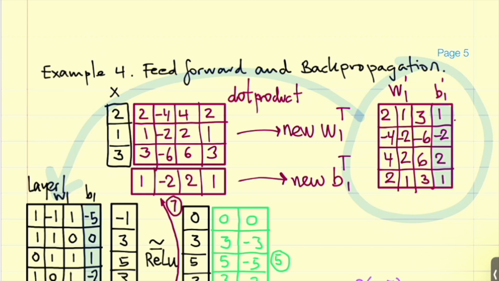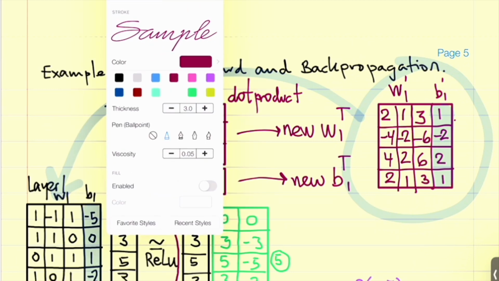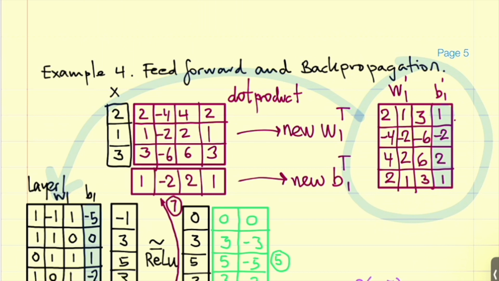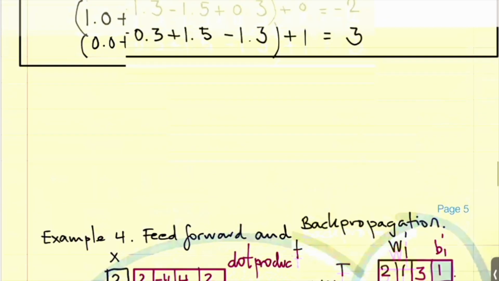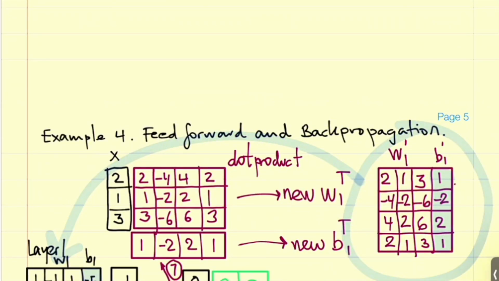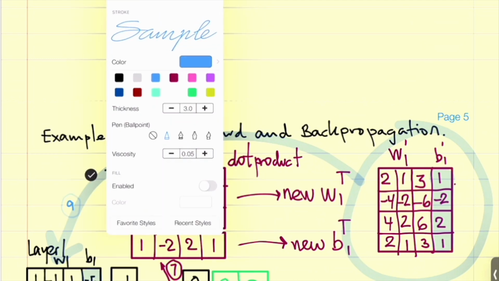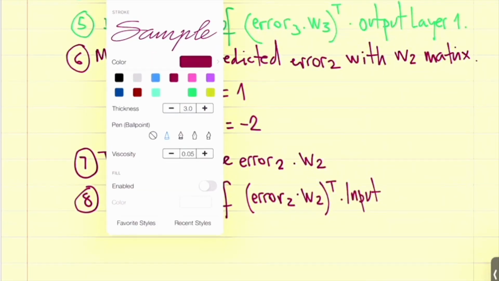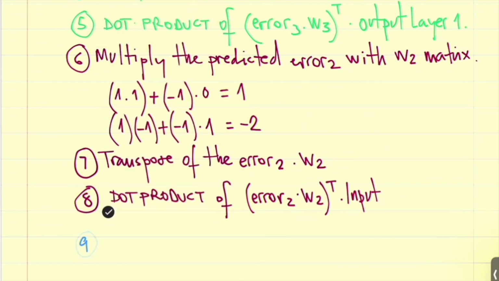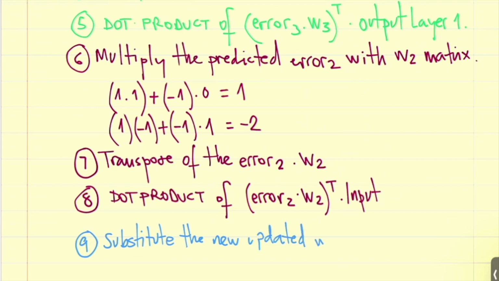Okay. Yeah. So step number, I guess number 8 would be, no, number 9, sorry. Number 9. Number 8 was the dot product. Number 9 would be to substitute the new updated weights W1 and B1 prime.